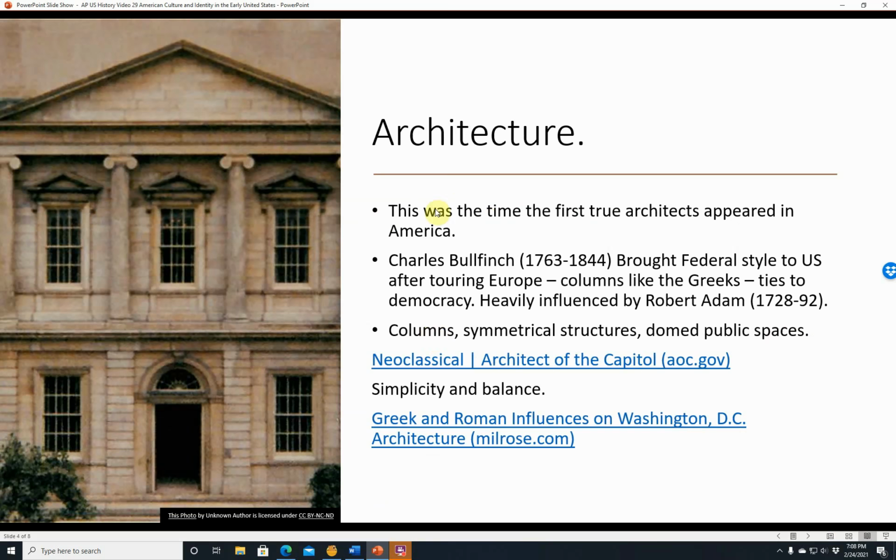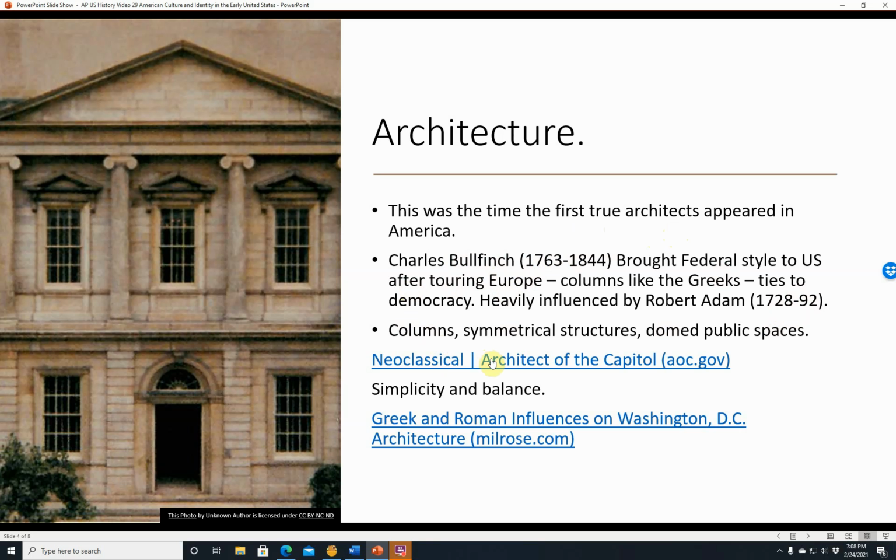Architecture. So around the early 1800s, this was the first time true architects appeared in America. Charles Bullfinch, born in 1763, died 1844, brought the Federal style to the United States after touring Europe. Columns like the Greeks, ties to democracy. So he was heavily influenced, along with a lot of other Federalist architects. They were influenced by Robert Adam, who lived from 1728 to 1792. So think columns, symmetrical structures, domed public spaces.